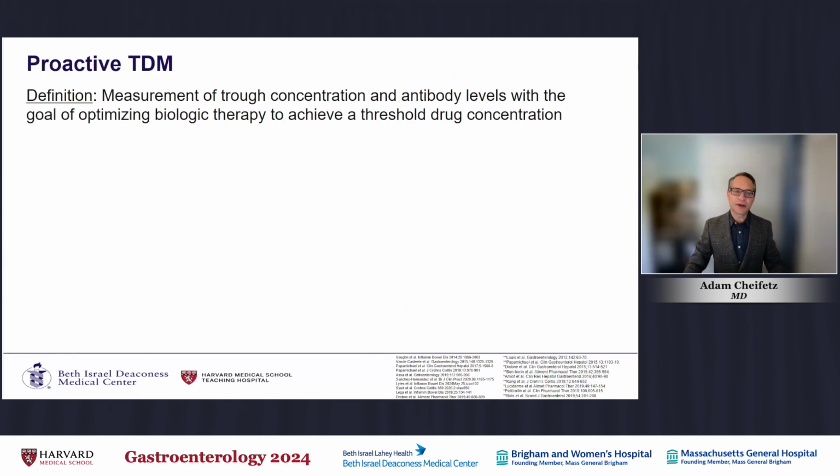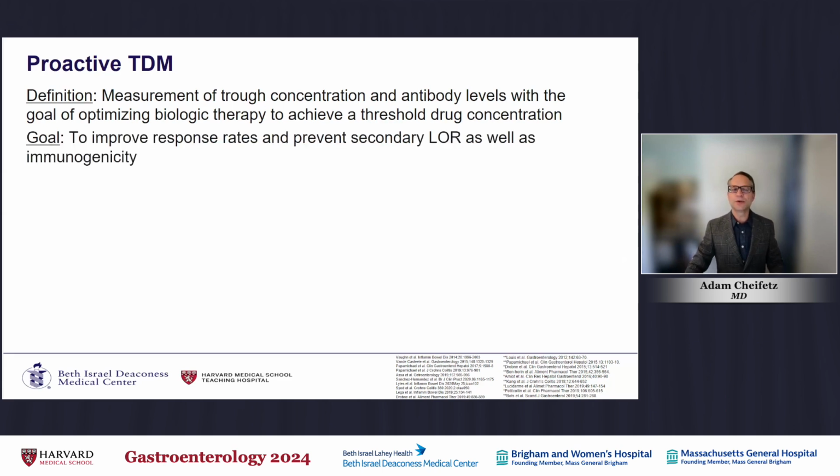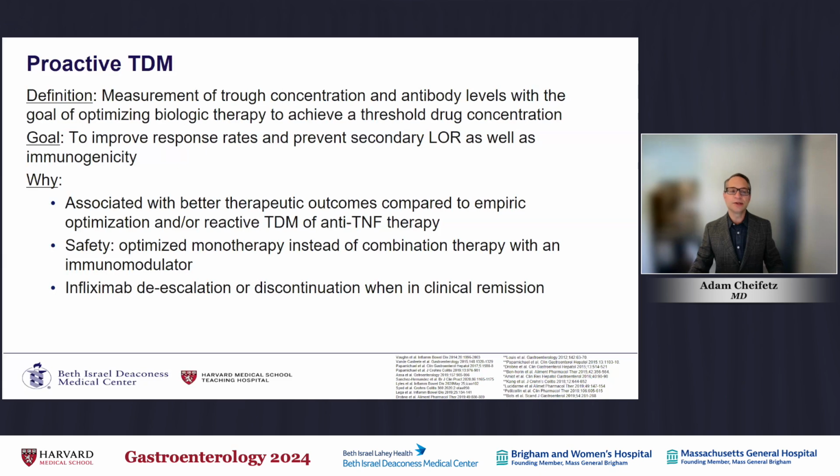The definition of proactive therapeutic drug monitoring is the measurement of trough concentration and antibody levels with the goal of optimizing your biologic therapy to achieve a threshold drug concentration. The goal is to improve response rate and prevent secondary loss of response as well as immunogenicity. Why do we do this? It's been associated with better therapeutic outcomes compared to empiric optimization and/or reactive therapeutic drug monitoring using anti-TNF therapy.